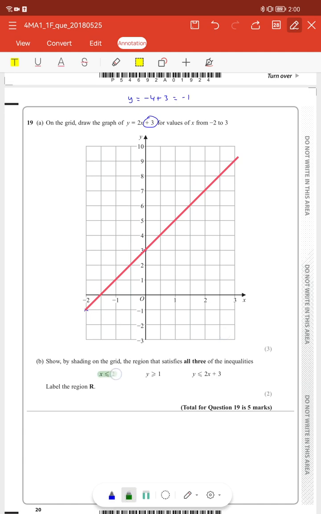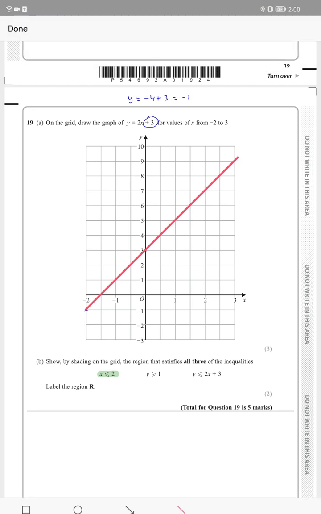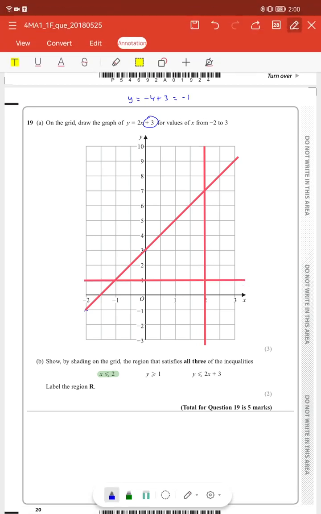We want to add all of these other inequalities as well. So remember, we're going to just draw these lines. x is less than or equal to 2. So I'm going to draw a line that goes like this. y is greater than or equal to 1. So I want to draw a line that looks like this. And now let's see which side.